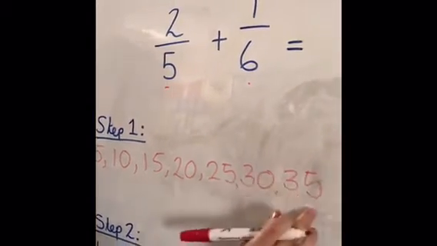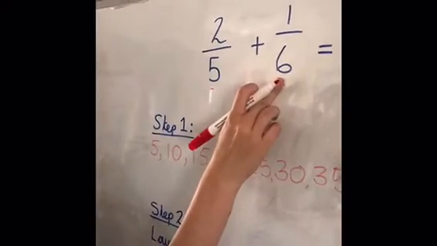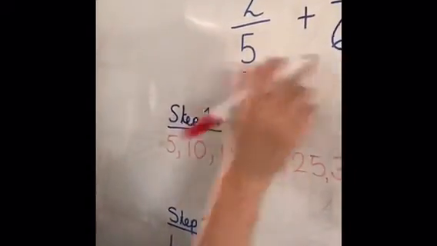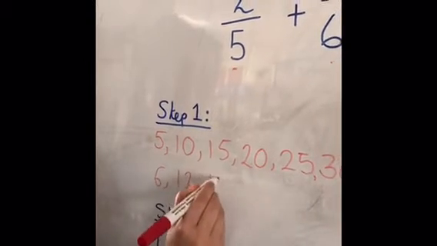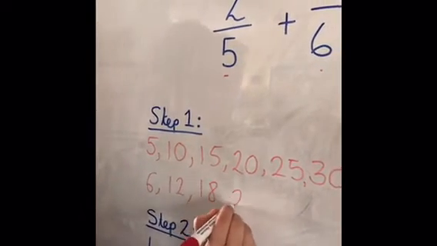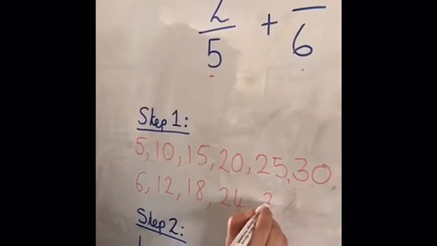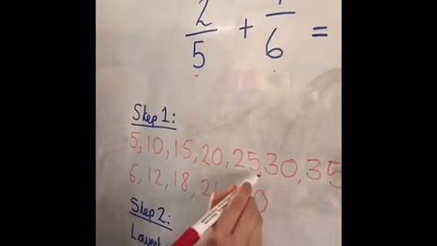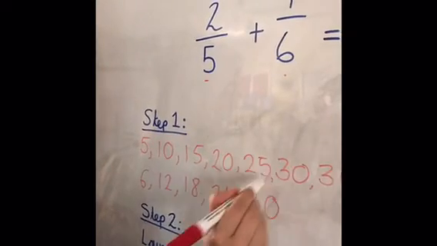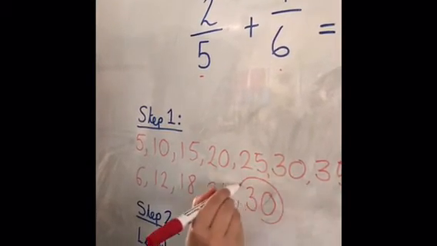You don't need to go too far because hopefully you'll find a common multiple. Now she's going to take the 6 and do the 6 times table. She only needs to go as far as she needs to go to find a common multiple. Oh, so 30 has appeared in both lists, and that is our lowest common multiple. So she's going to circle them.